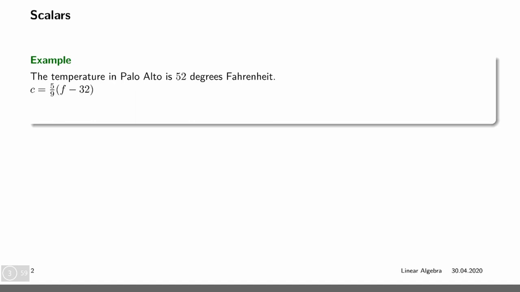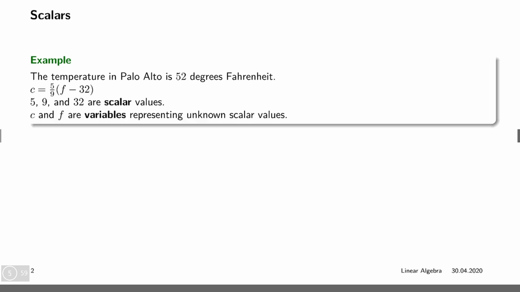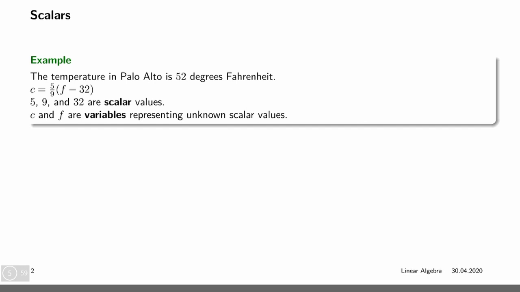Now, this simple equation has several scalars. Obviously 5, 9, and 32 are scalar values. However, C and F are also scalars. They're not determined, but they're variables, so they represent unknown scalar values that we can set.